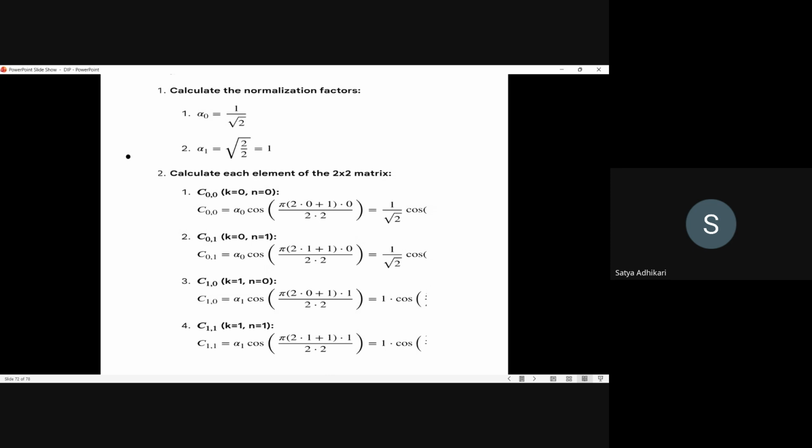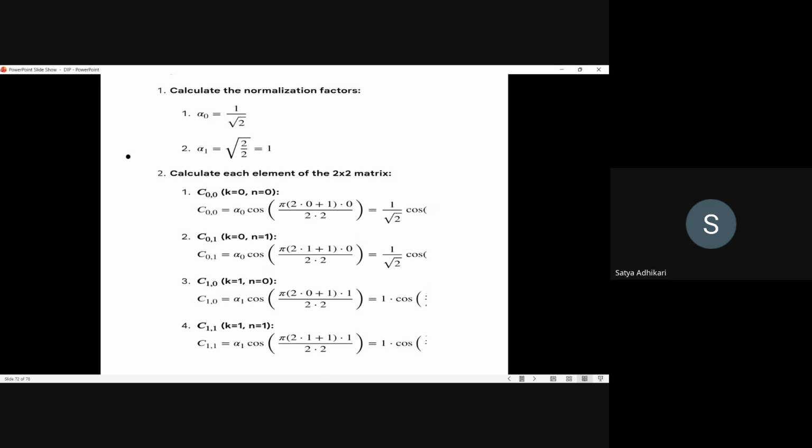So some value is missing, I think. So calculate the normalization factor first. Alpha_0 is 1 by root N, 1 by root 2. Alpha_1 here is root of 2 by N, so root of 2 by 2, which gives 1, because here the value of k is greater than 0. That is why we apply a different formula. So we calculate alpha_0 and alpha_1.